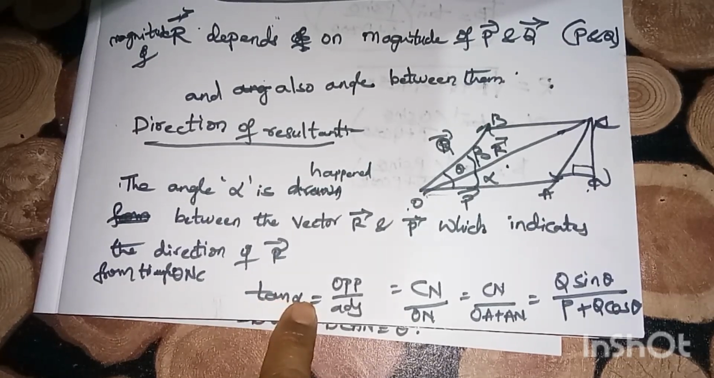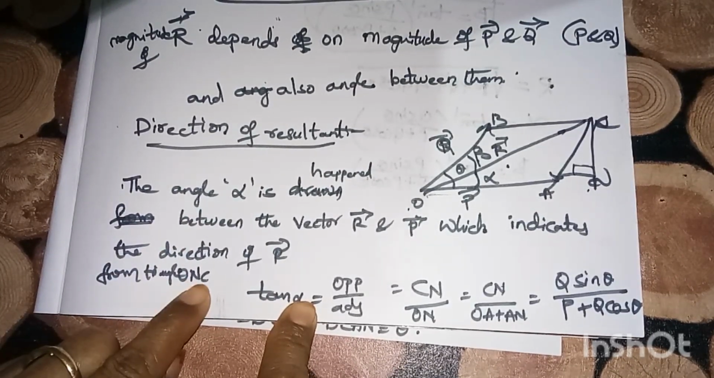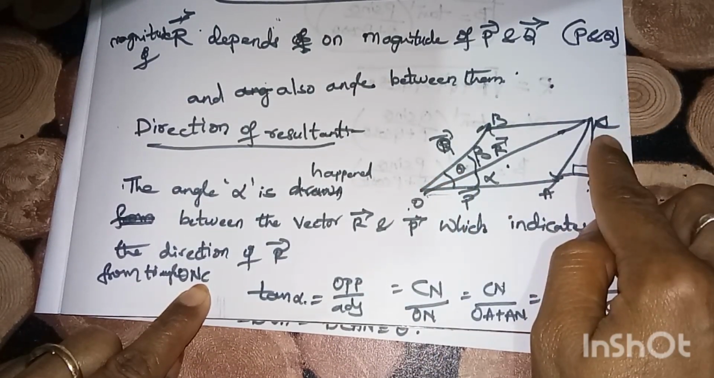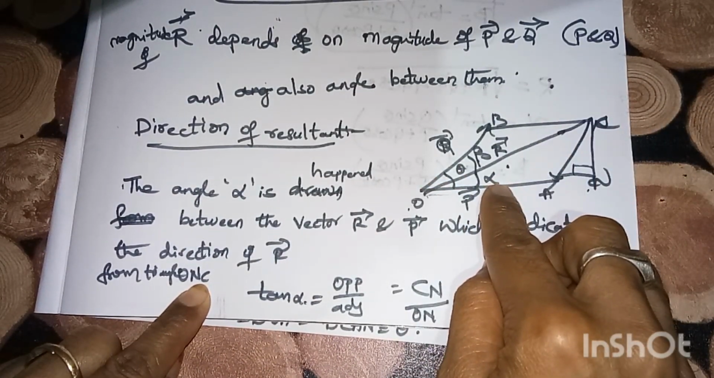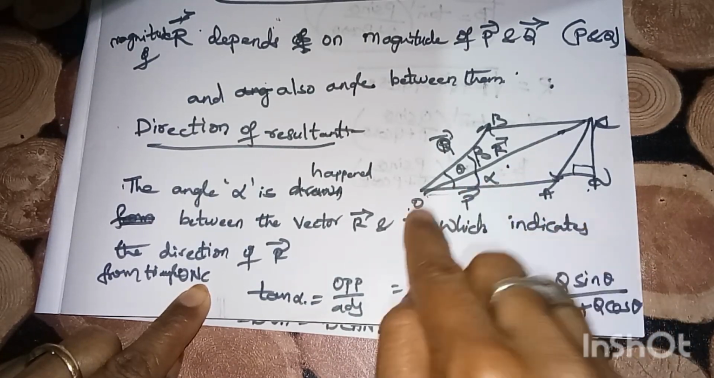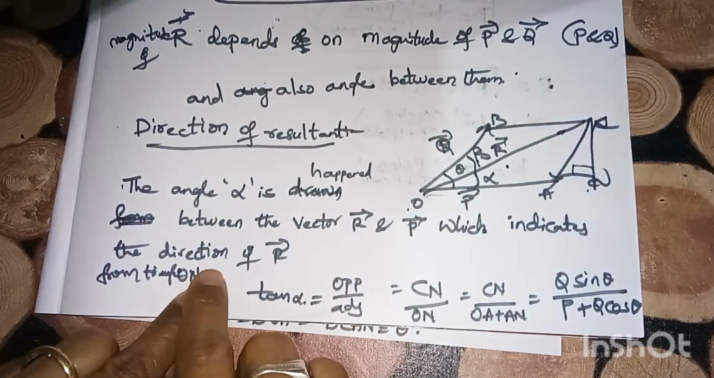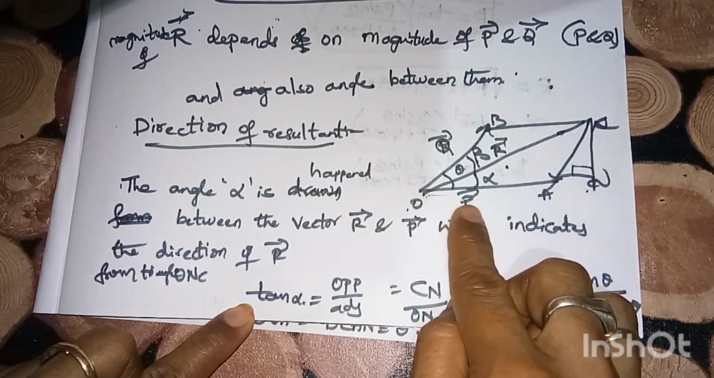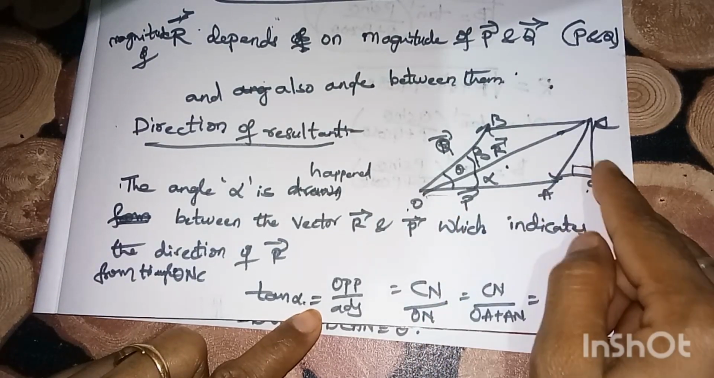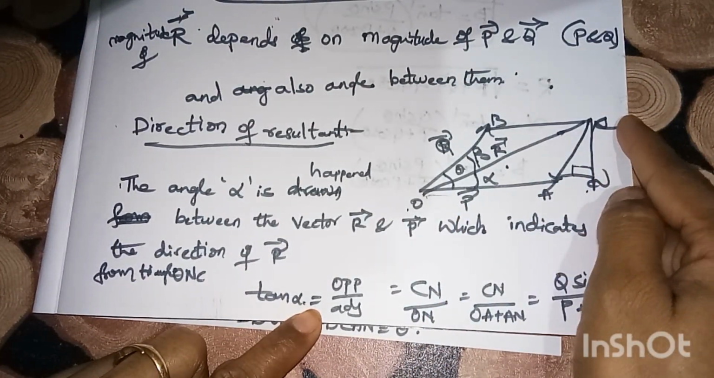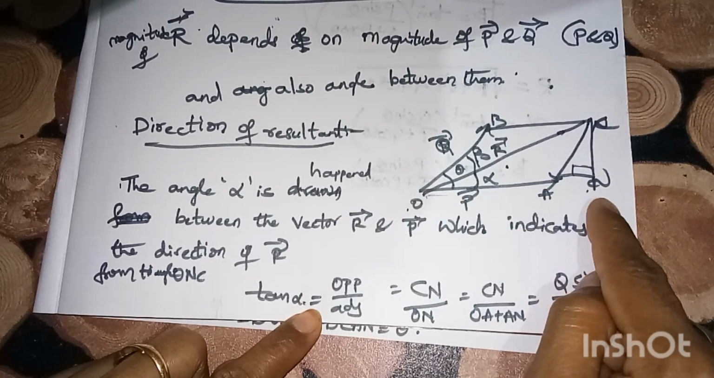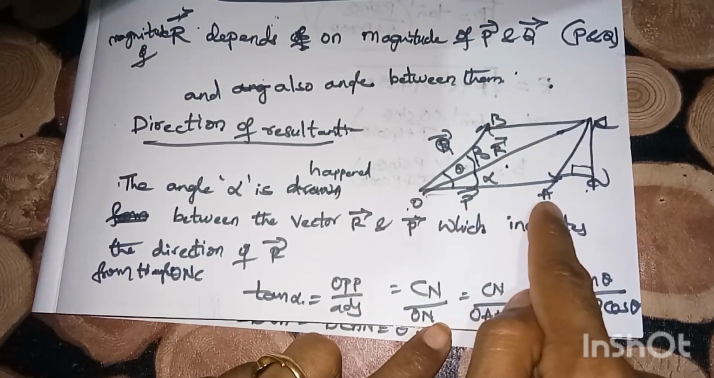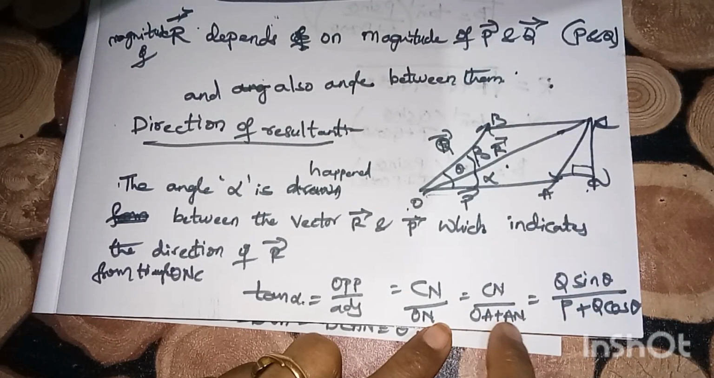So tan alpha equals, from triangle ONC. Why am I taking ONC only? Because it is the angle between R bar and P bar. From triangle ONC, tan alpha is opposite by adjacent. CN is the opposite and ON is the adjacent. So CN by ON is CN by OA plus AN.